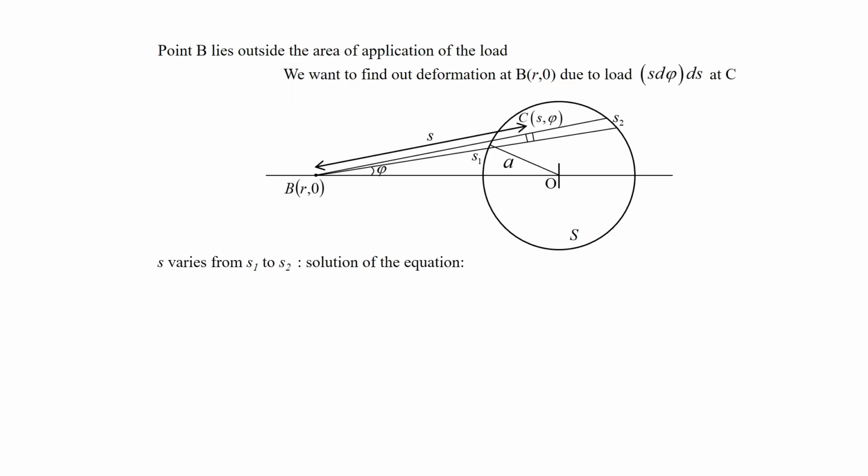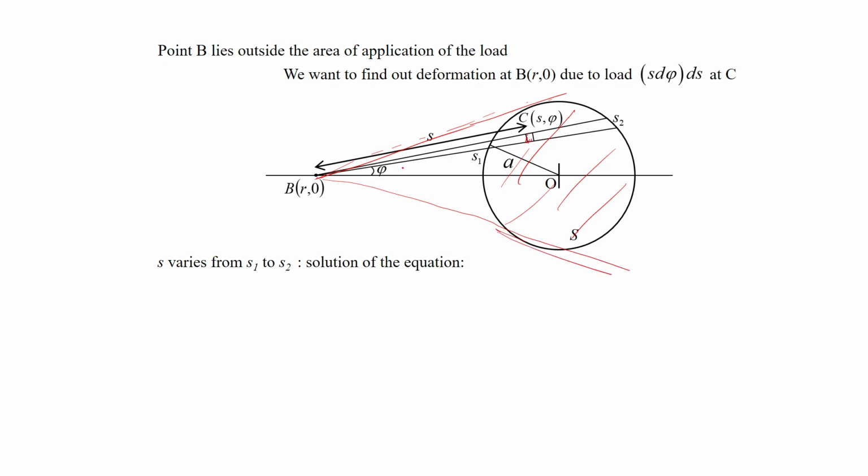Now, let us say we are interested in finding the displacement at a point B which is away from the loaded area. The distance of B from the center is r. Because of the load over this whole area, what are the vertical and horizontal displacements here? That can be found very similarly to the case in which B was inside the loaded area. Here B is a point, and an infinitesimal area at C has distance s, and this angle is phi. Here s varies from s1 to s2, and phi will vary between these two tangents.